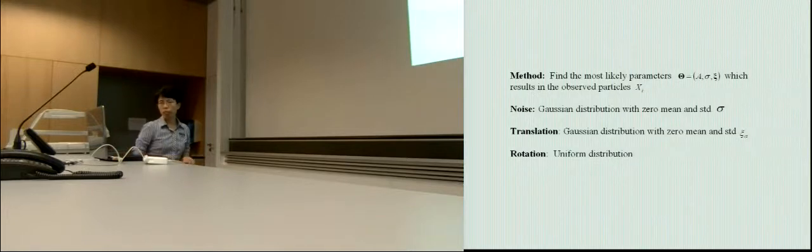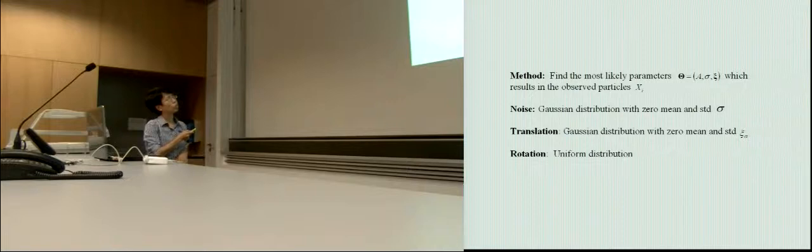So let's go back. We want to find the parameters, which include the structure A, the translation, rotation, sigma, and the noise. We want to find the parameters that give us the observed particles xi. For the noise, we assume it's a Gaussian distribution.